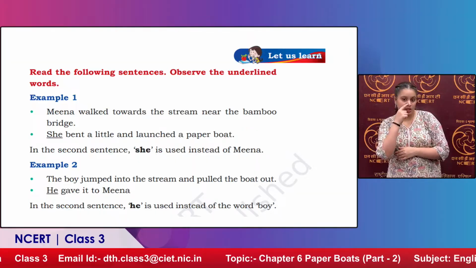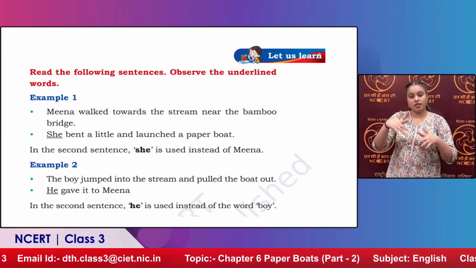She bent a little and launched a paper boat. So, now we are not repeating Meena's name, but we have replaced it with she. We have replaced a noun with a pronoun.